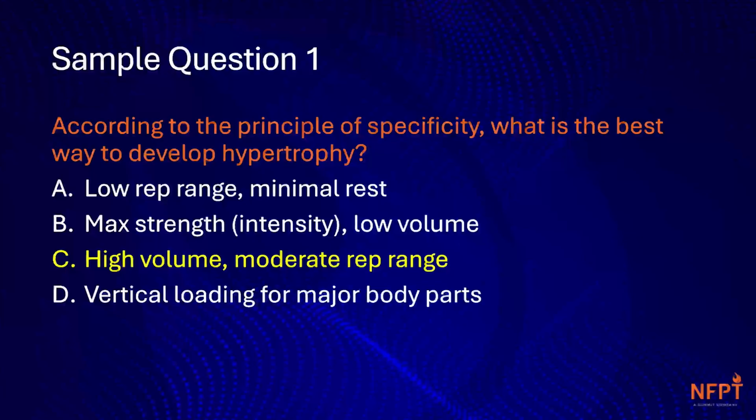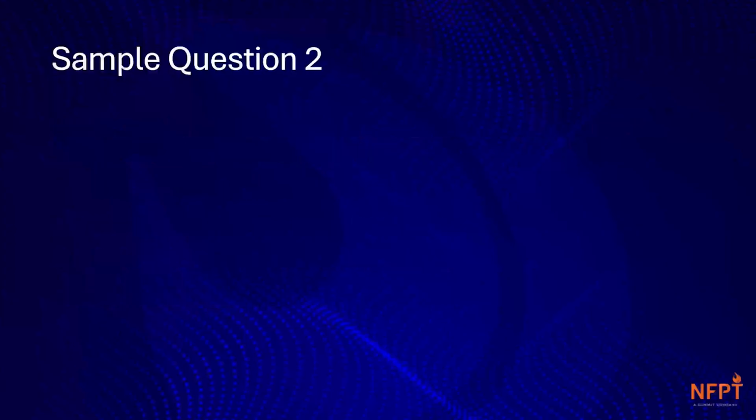Instead, C, the one that we said probably was the correct answer, is. So, I'm going to read it to you again. According to the principle of specificity, what is the best way to develop hypertrophy? And the answer is C, high volume with a moderate repetition range.